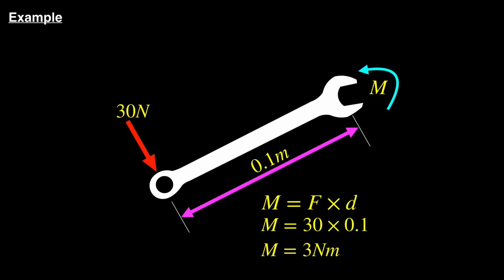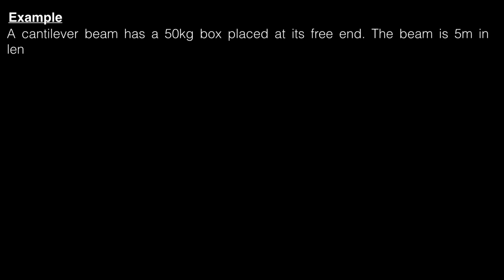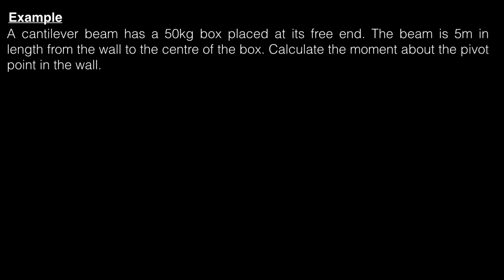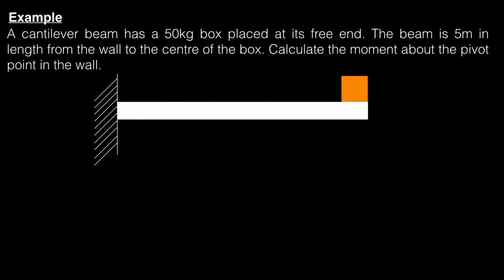Just to expand for any of you who plan on or are already studying engineering in college or university, you'll find that lecturers love the cantilever beam example, so let's have a go at one ourselves. A cantilever beam has a 50 kilogram box placed at its free end. The beam is 5 meters in length from the wall to the center of the box. Calculate the moment about the pivot point in the wall.